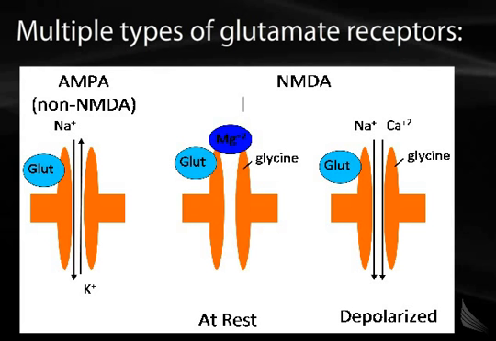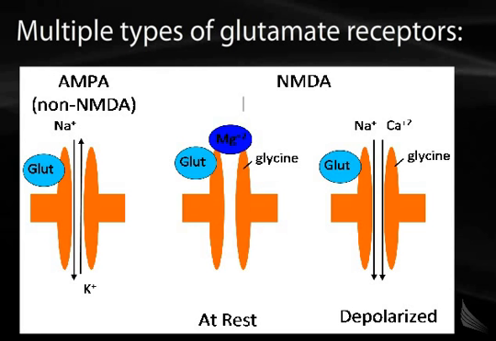The NMDA receptors are different. Glutamate does bind to the receptor and would normally open up this channel. However, at rest, magnesium ions are present and they block the entry of any other ion through this channel. It is only when these cells are depolarized that magnesium leaves its spot and allows both sodium and calcium to enter these cells.